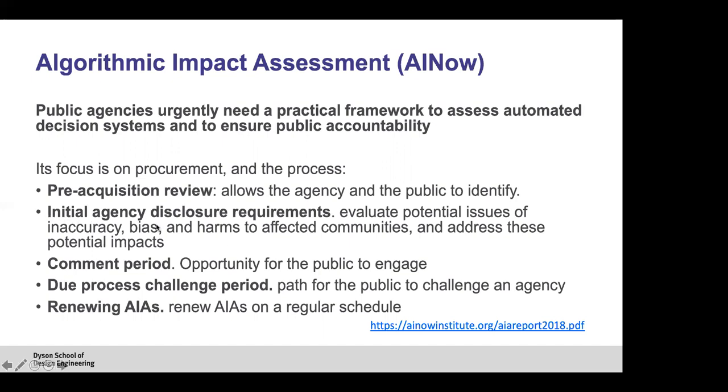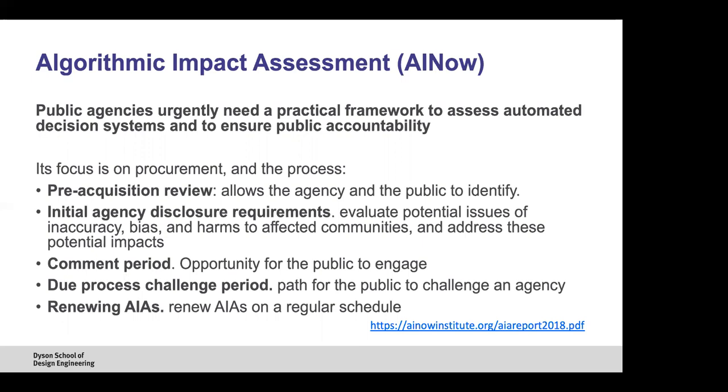Initial agency disclosure requirements. Here the agency that is going to buy the platform needs to consider the possible issues that arise. That if they do go ahead and buy any of the systems they expect to be offered by companies, what are the potential issues that come up? And then there will be a comment period where the public can engage in the process.